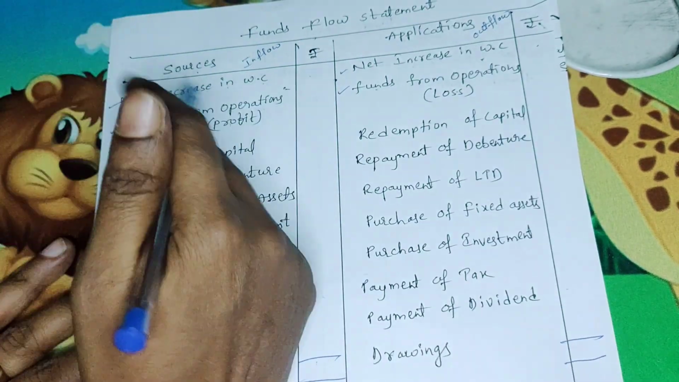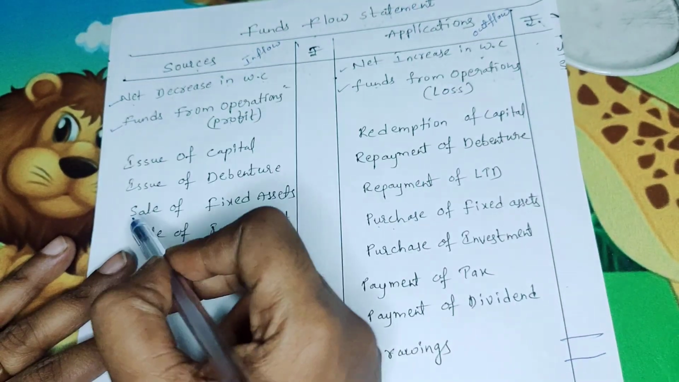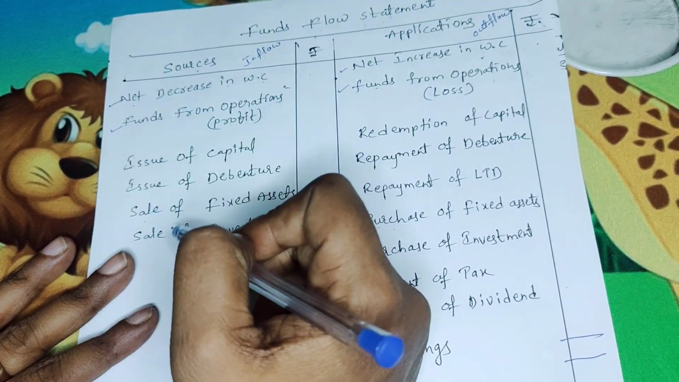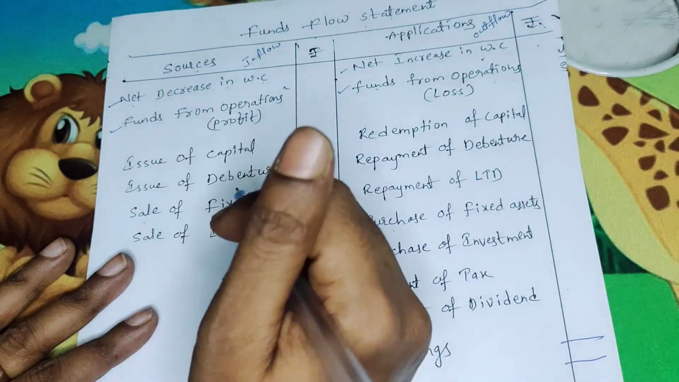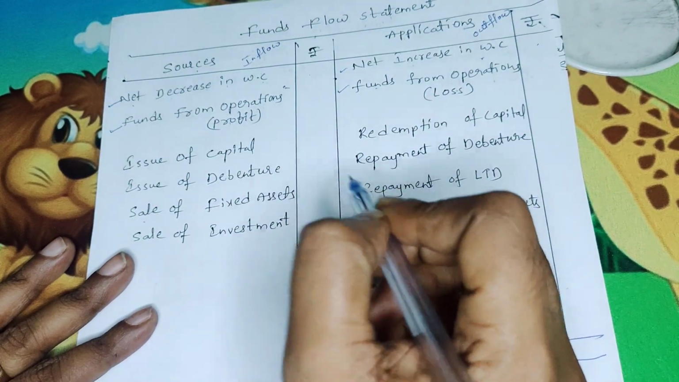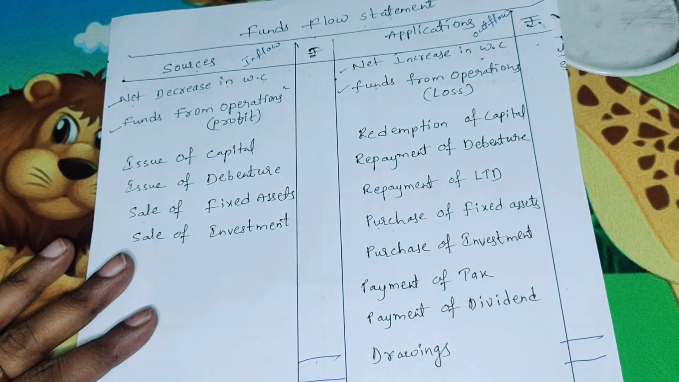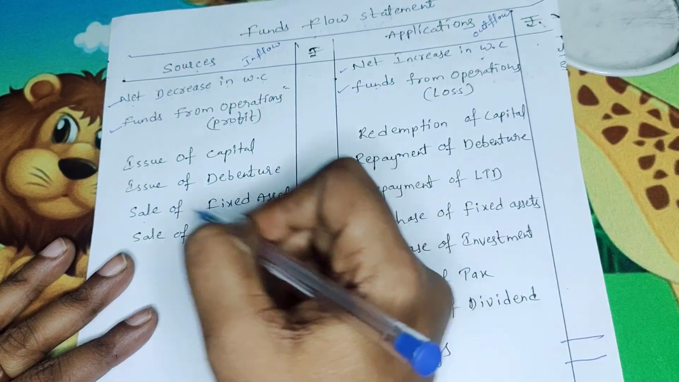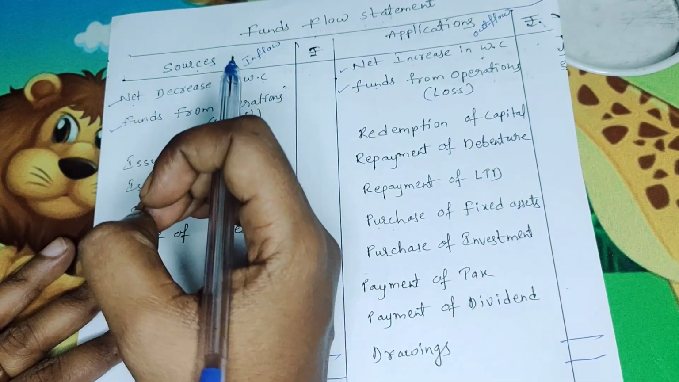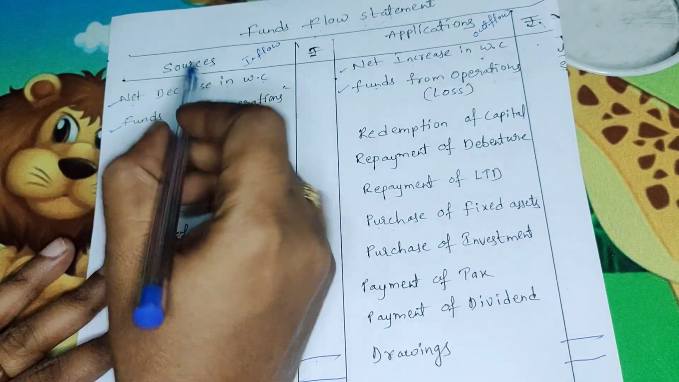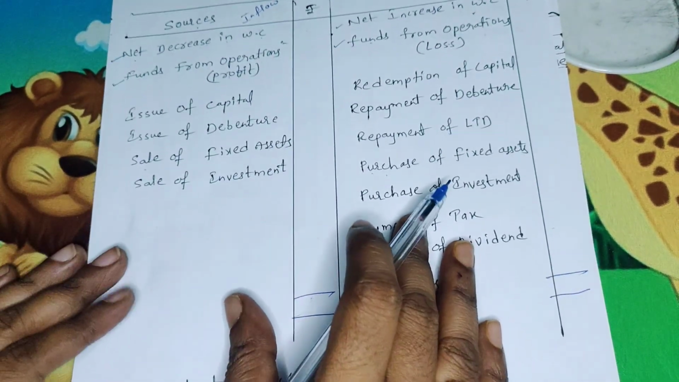If it is purchase of asset, that will come under the application side. If it is sale of asset, that will come under the sources side. Why should we write sale as source and purchase as application? Because at the time of purchase, our cash is going out, so that is an outflow of funds, so it will come under application. Sale of assets comes under source, because at the time of sale you are receiving cash, so our fund is growing in our business, so that will be source. Okay, so likewise you need to analyze.